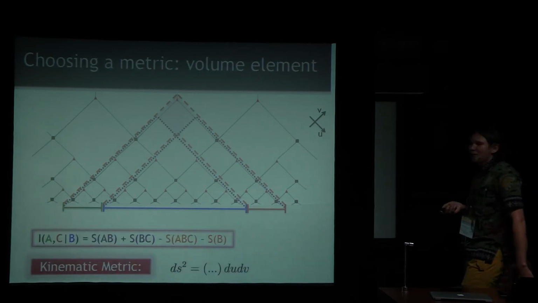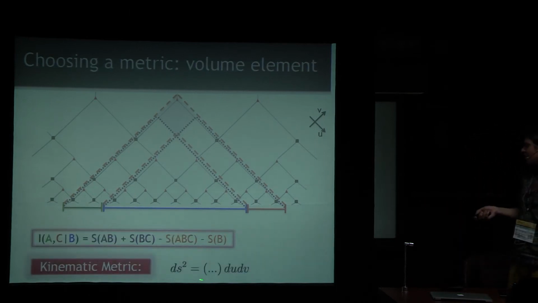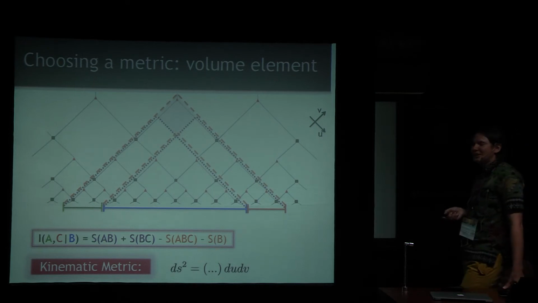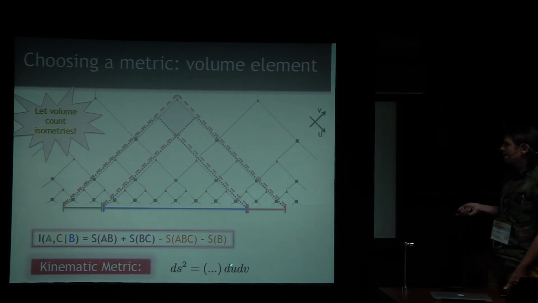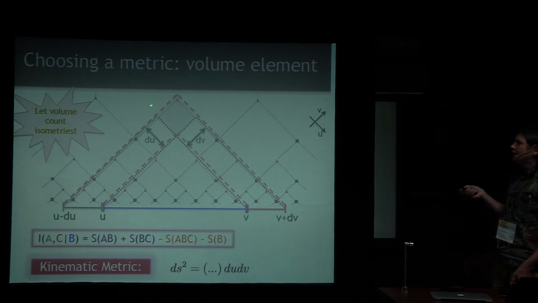Okay, so why are we talking about this? Because we need to choose the conformal factor for our kinematic metric under construction. And so here's a proposal. Let volume in this space count the number of isometries. So I'm going to say that if I have a little square of infinitesimal size du and dv in these coordinates, then I will want the volume of that space to be the number of isometries that live inside.